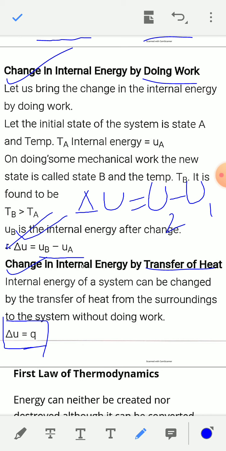Which is also written as delta U is equal to QV. If there is no work done on the system, then change in internal energy is equal to heat supplied to the system. Delta U is equal to Q.